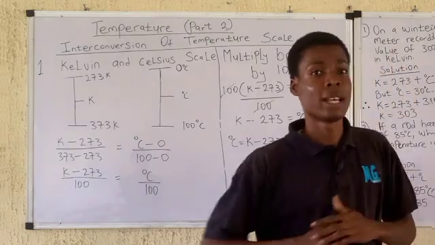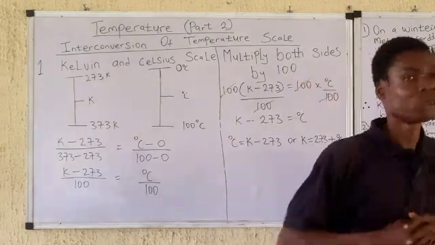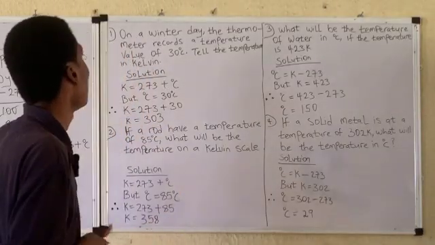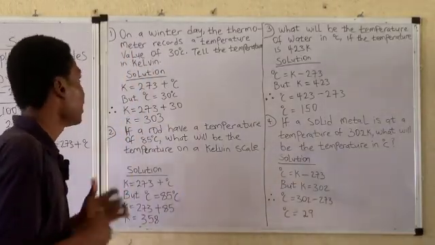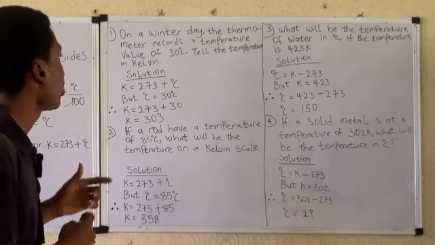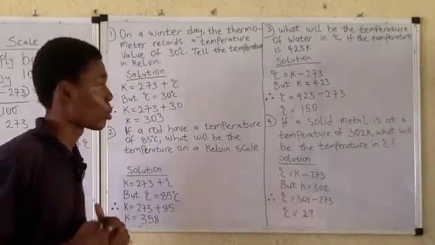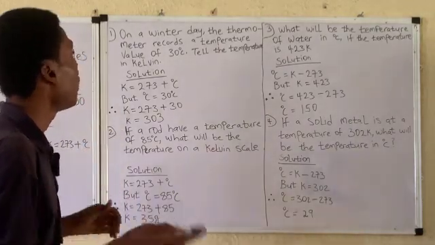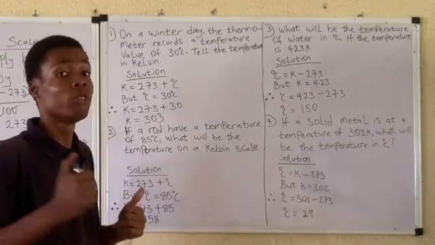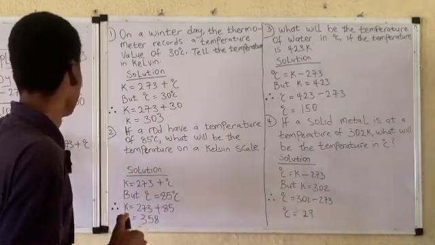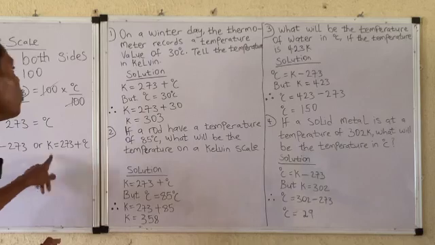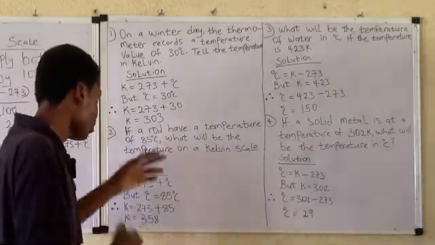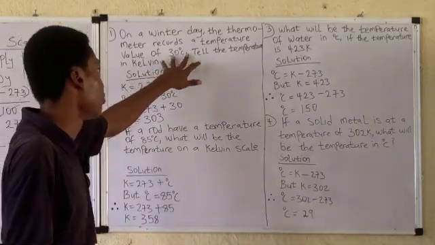Now, let's look at some examples under the Kelvin and Celsius scales. Number one: on a winter day, the thermometer records a temperature of 30 degrees Celsius. Tell the temperature in Kelvin. In this question, they ask for the temperature in Kelvin, so we go back to the formula we derived. The formula for Kelvin is 273 plus degrees Celsius. That's the formula we're going to use.